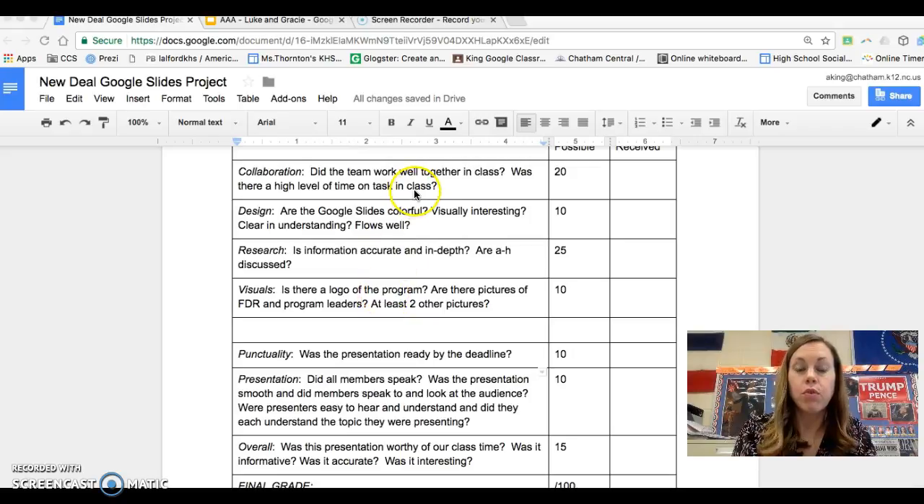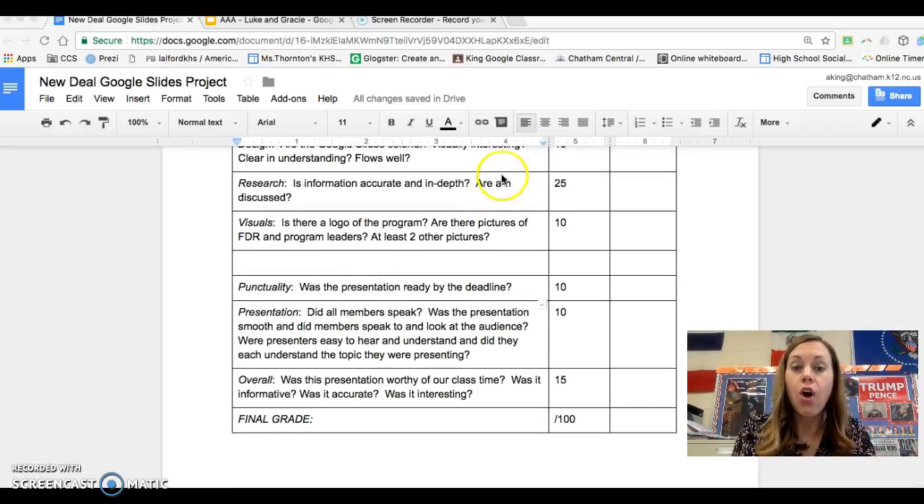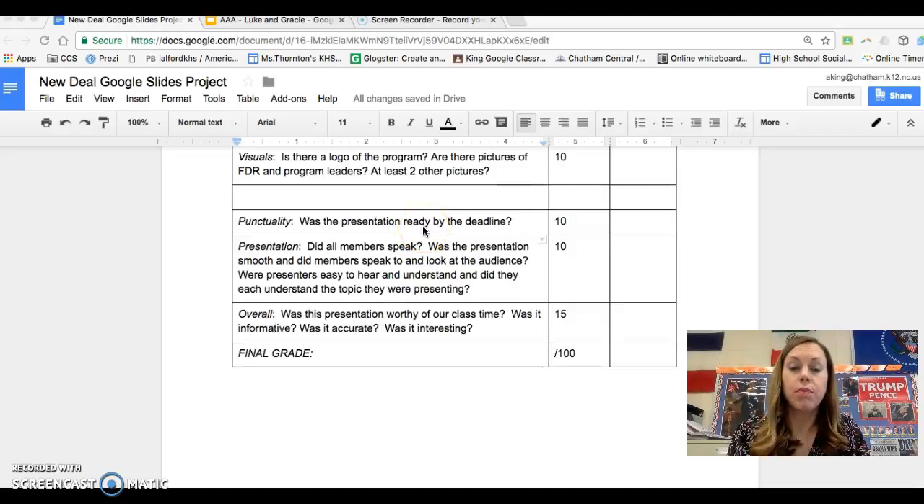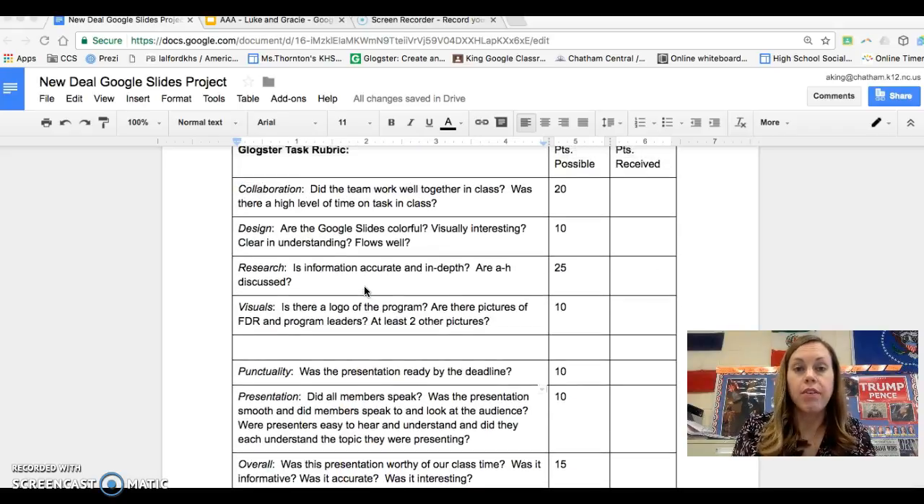So did everyone work together in class? If you're a time off task, then obviously not. Are the Google Slides colorful, interesting, flows well? Is the information accurate? That's very important and in depth. All the points discussed in this earlier document. Is there a logo? Are there pictures of FDR and the program leaders and 2 others? Was it uploaded by the deadline into Google Classroom? Did everyone speak? Was it smooth? Did everyone know what they were doing and what they were talking about? And was it worthy of our class time? Okay, so that's very important.